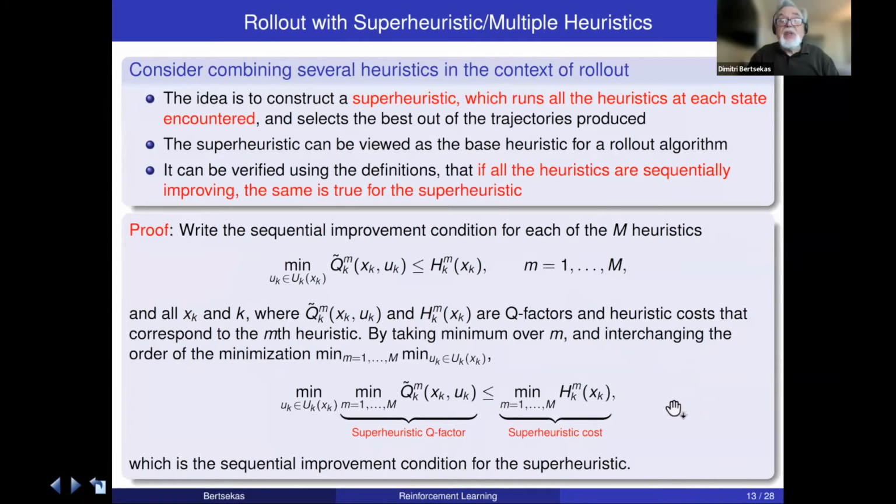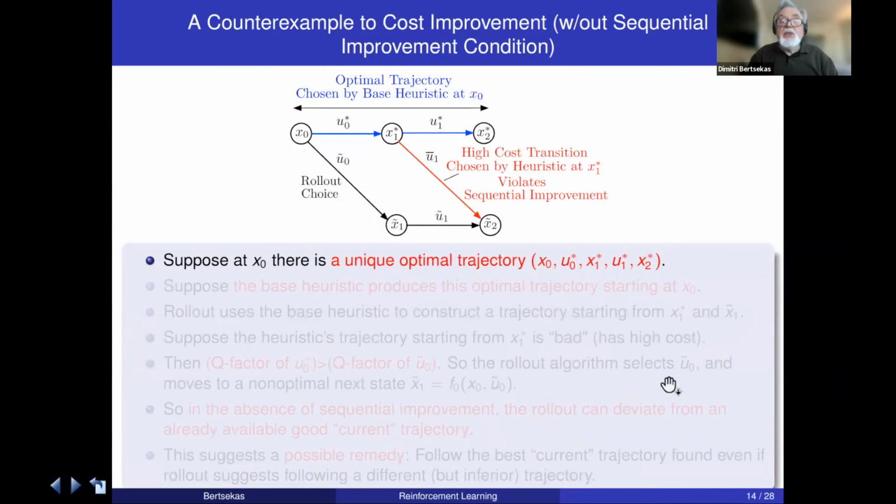Okay, so we have seen simplified rollout, multiple heuristic rollout, and now let's consider another case that addresses a situation where cost improvement does not hold. Let's consider an example where sequential improvement does not hold, and we do not have cost improvement as a result.